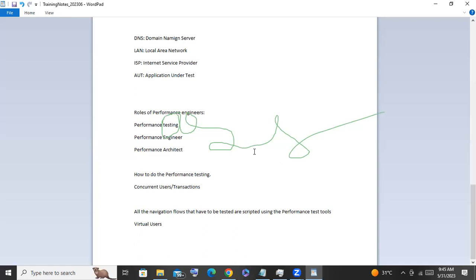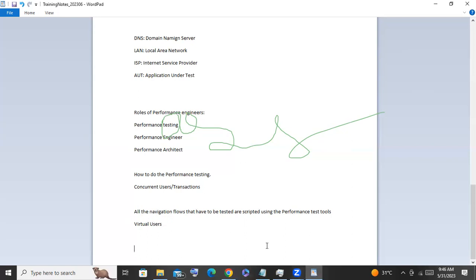Somebody is doing some drawing on my machine. Pawan, you there? Disable annotation for others. I don't know how to get rid of that. Pawan, are you there? Okay, looks like Pawan dropped off. All right, guys, it's not a big deal. We'll just ignore it.